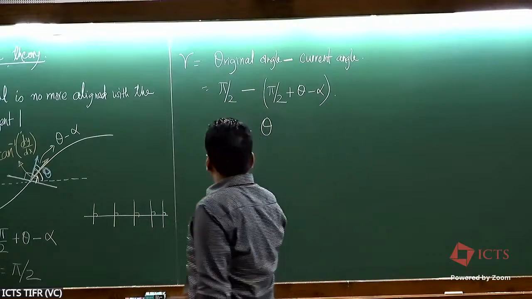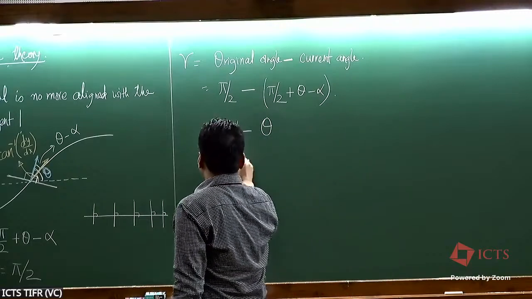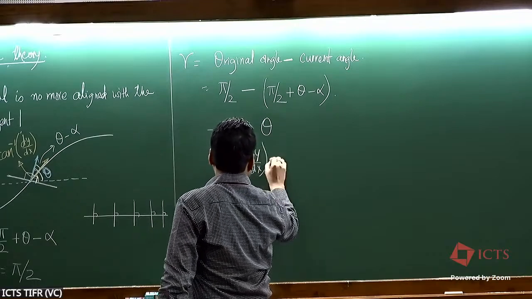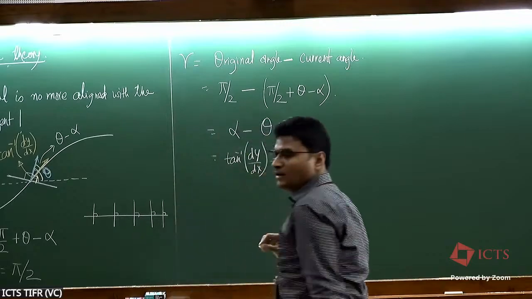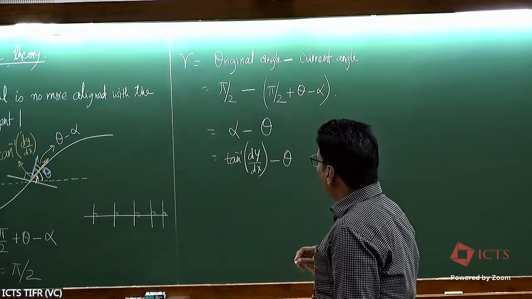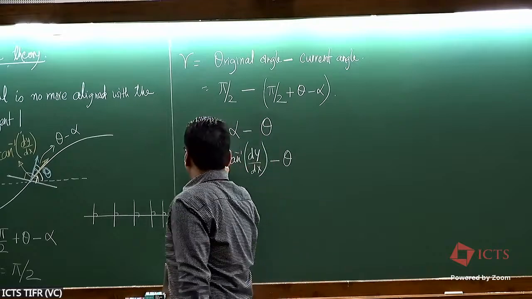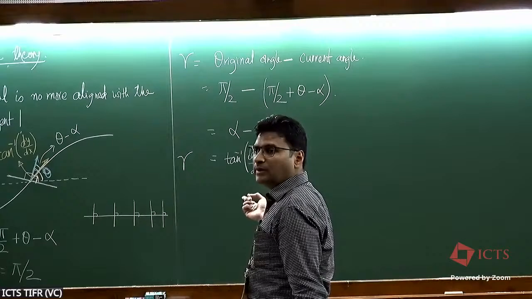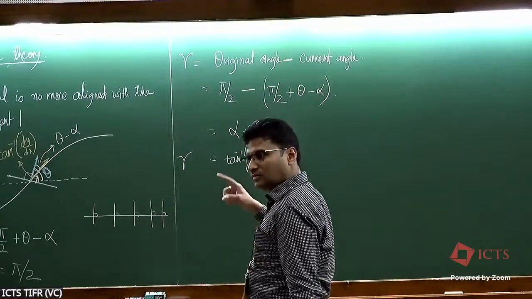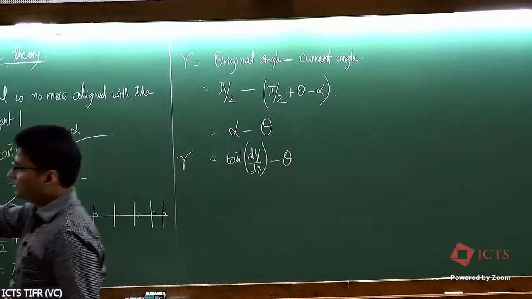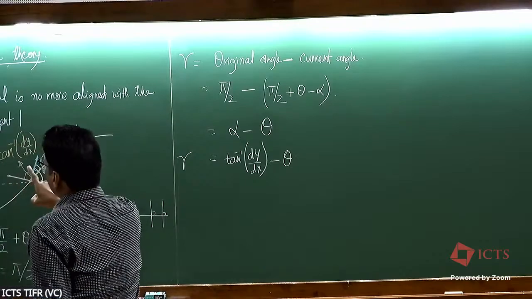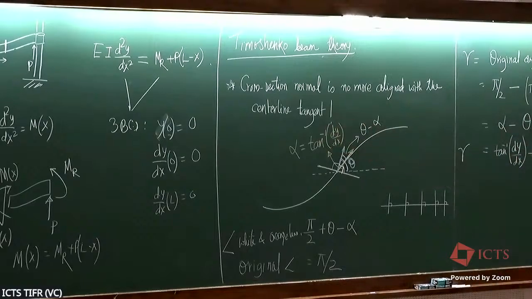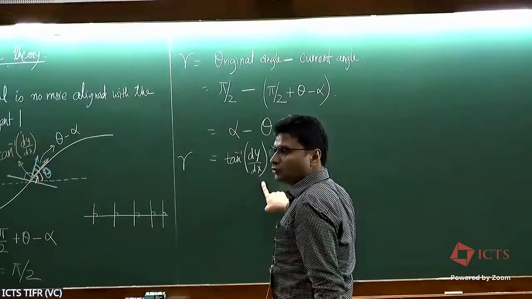And alpha is tan inverse dy by dx, minus theta. And that's your gamma. Because dy by dx is very small, we are not relaxing that assumption anymore. Only this assumption was relaxed; the rest of the assumptions are still there. So tan inverse dy by dx is going to become dy by dx.